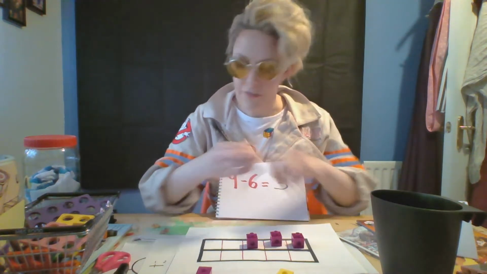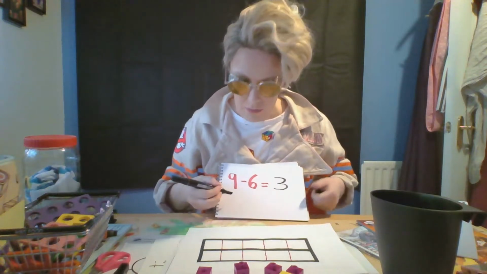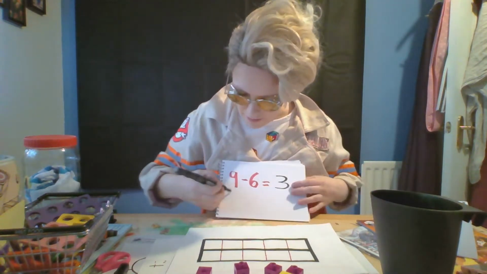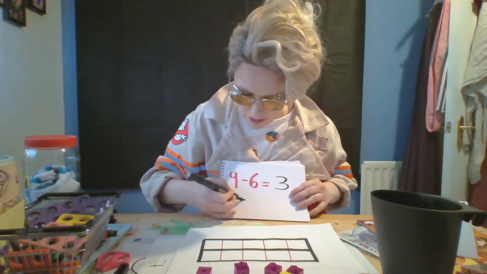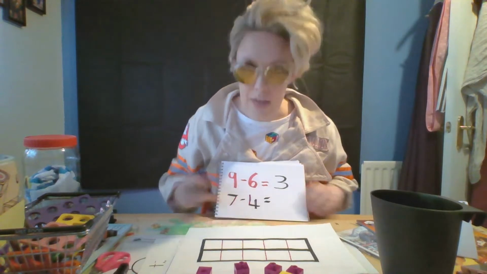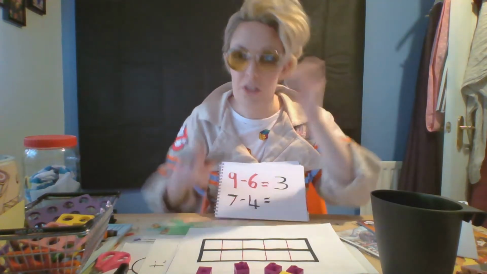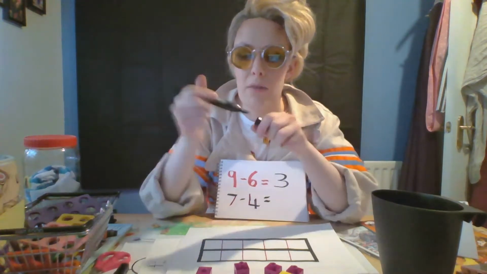Okay, different number again. Can you now, and I'm not going to help you with this one. Well, I will tell you the answer, but I'm not going to help you with it. Can you do me 7? Take away 4. So 7 is how many you'll need. Take away 4. Can you do that within your tens frame right now, please?